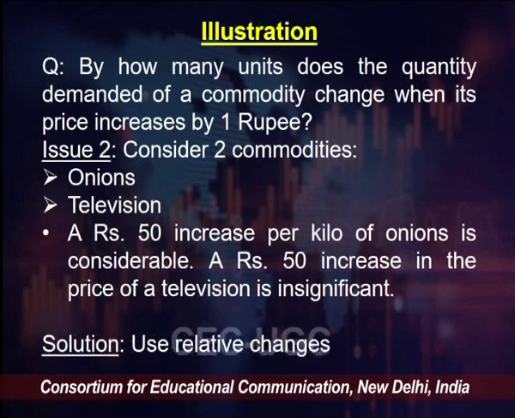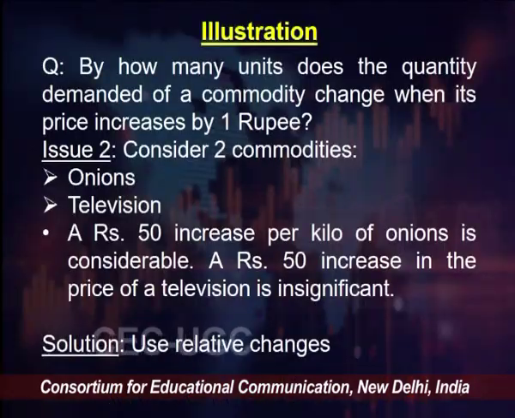In fact, for onions, you can see that the price has doubled. And this can lead to a crisis. Literally, you have had governments fall because of such steep increases in the prices of onions. So, the point that we are trying to make here is that looking at an absolute change may not reflect the true picture, depending on the commodity that we are taking into account.